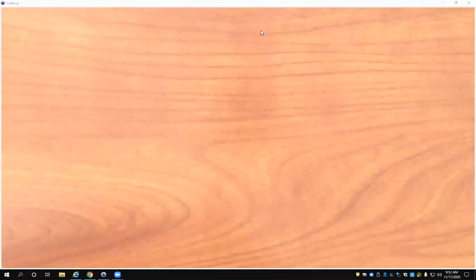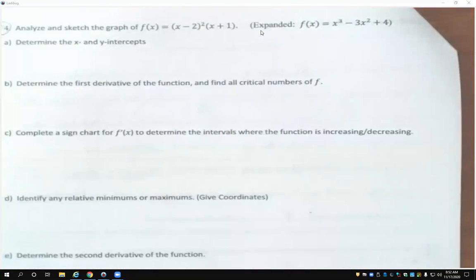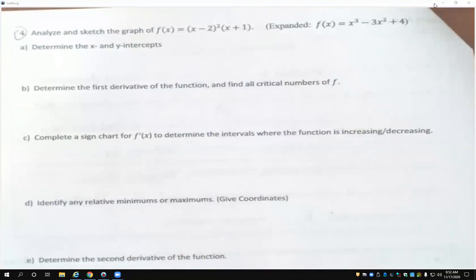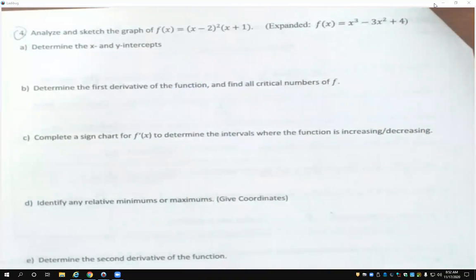All right. So number 4 is giving you f of x. We don't have a calculator. It's obviously a cubic function. We can tell just by looking at that. It's a cubic polynomial. You're given the factored form and you're given the expanded form just to kind of save on time for you as far as some things go.